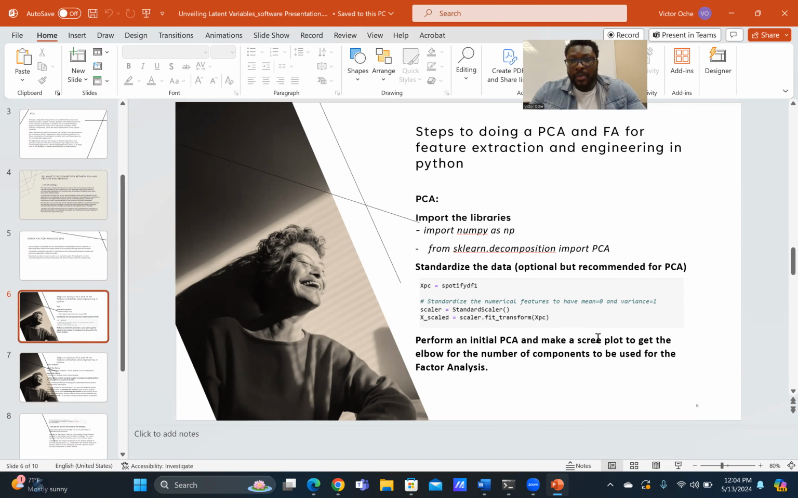When you do an initial PCA on the data, the whole idea is to find the best number of components, just like you find the best number of K when you're doing a KNN or any other sort of classification or clustering. So we find the best number of components that explains as much of the data as possible. And the way we do that is to find it from a scree plot, or elbow.